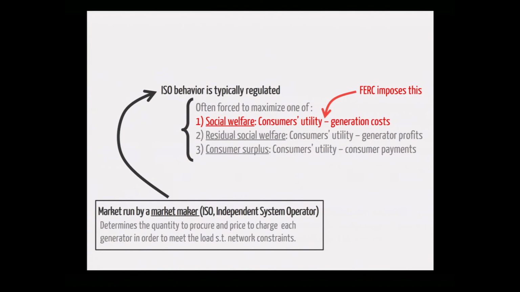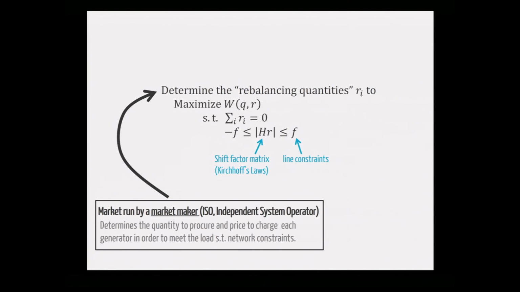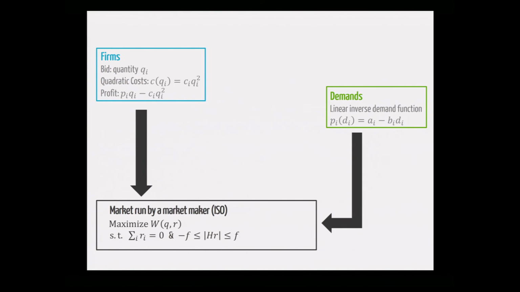That's what they're regulated to do for the most part. There's a question of whether they should actually be doing that, but that's the regulations in most places. And so you end up with something where there's a market maker that's optimizing social welfare subject to the network constraints. And you have firms bidding quantities at different parts of the network, linear inverse demands at different parts of the network, and that captures your model.